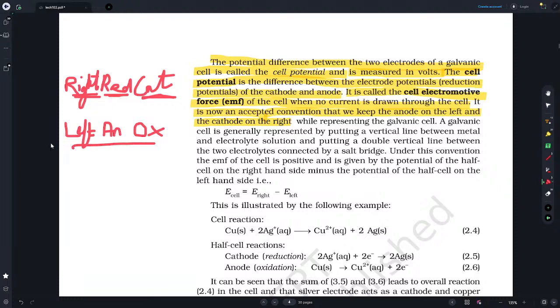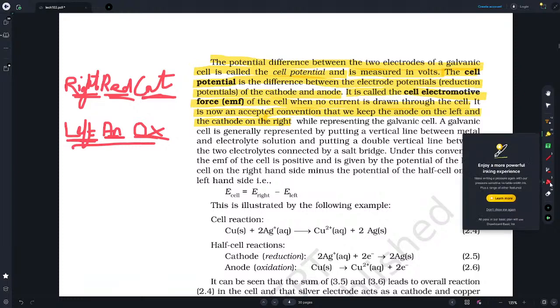Left representing the left side, anode being represented, and at anode we see oxidation. Right red cat, right side cathode, and we see reduction at cathode; left an ox, left side we see anode, and at anode we see oxidation.